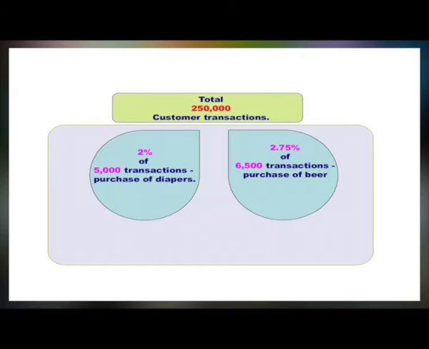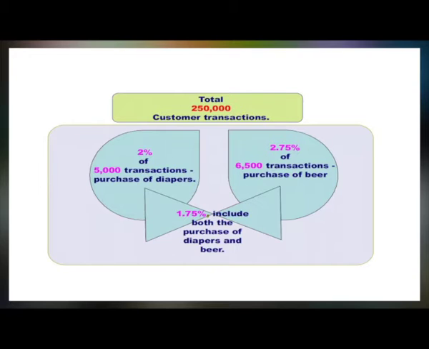Let us see an example. A supermarket has 2,50,000 customer transactions. About 5,000 transactions, or about 2% of total transactions, include the purchase of diapers. About 6,500 transactions include the purchase of beer. Of those, about 4,500 transactions, only 1.75% include both the purchase of diapers and beer.